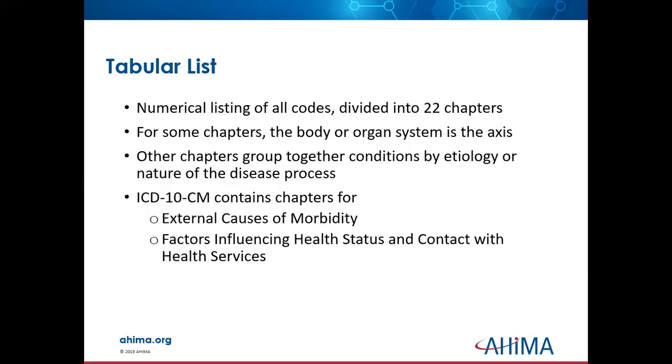And now we get into the meat of what we're here to do, the tabular. The tabular is a numerical listing of all codes that's divided into 22 chapters. Most of the chapters, the body or organ system is the axis. So all the OB codes fall in the OB chapter, the newborn chapters, external causes, what have you. ICD-10, in addition to diseases, has external causes of morbidity and factors that influence health status or any contact with health services, such as an exam for a clinical trial or what have you.